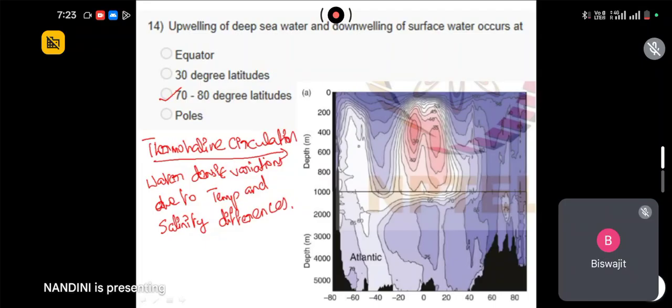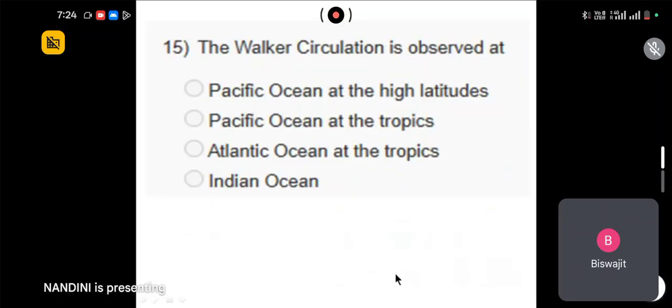I think we are moving on to the week 9 questions. So I think the things are clear: basic properties of the ocean, thermocline, and El Nino Southern Oscillation, ENSO, then the thermohaline circulation. Okay, one more question is there.